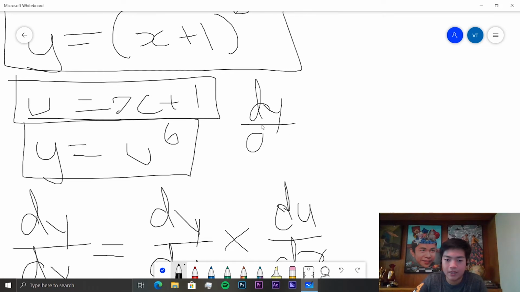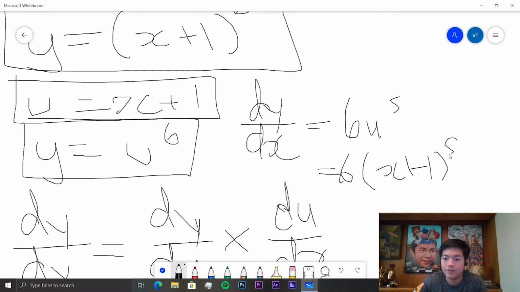Then dy over dx must equal, well, what's the derivative of this? This is 6u to the 5. What's the derivative of u? That will be equal to 1. So it's 6u to the 5, which is equal to 6 times (x plus 1) to the 5. So we got through the entire differentiation without having to expand the brackets, and that's much, much easier.